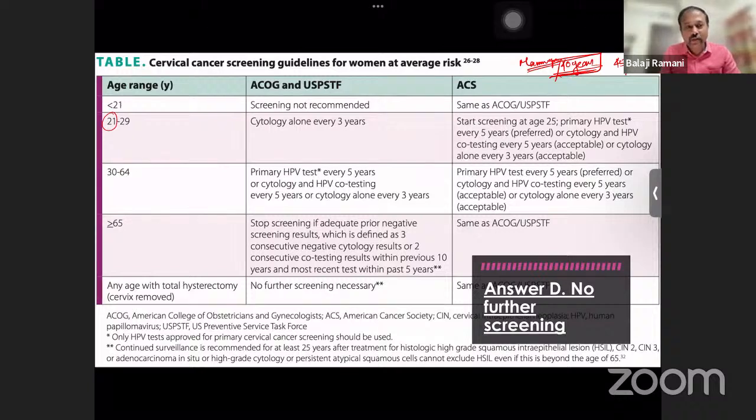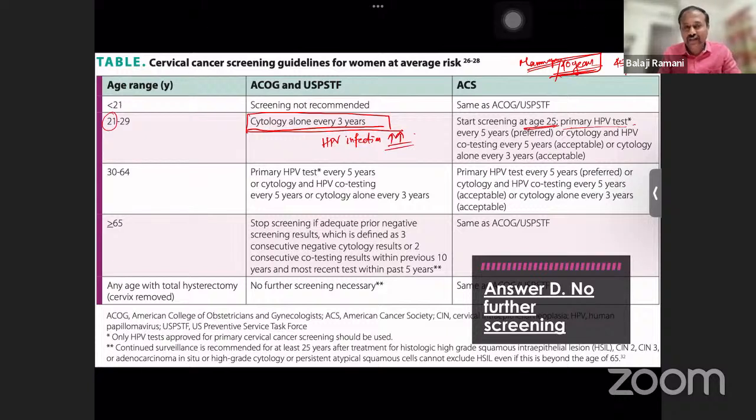So from 21 to 29, to be very specific, you do only pap smear cytology once in 3 years. Okay, the American Cancer Society slightly differs on the age. They start from the age of 25, and they say from there you do a primary HPV testing. But in general, what is followed across the world is from 21 to 29 years of age, you go for cytology alone. This is because the HPV infection rate is going to be pretty high at this point of time, including the high risk types.